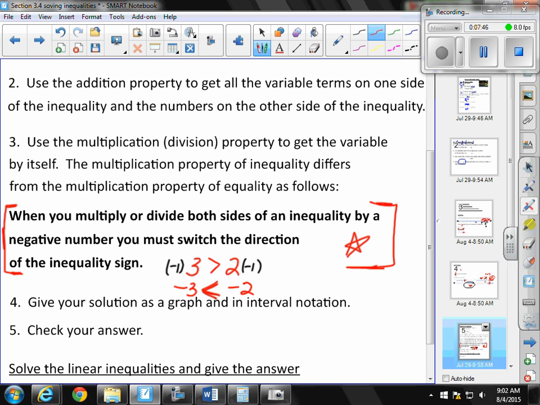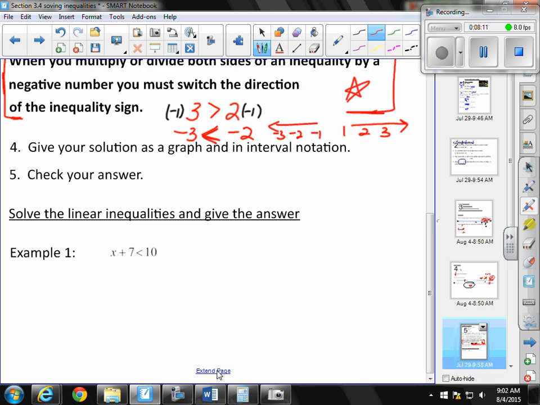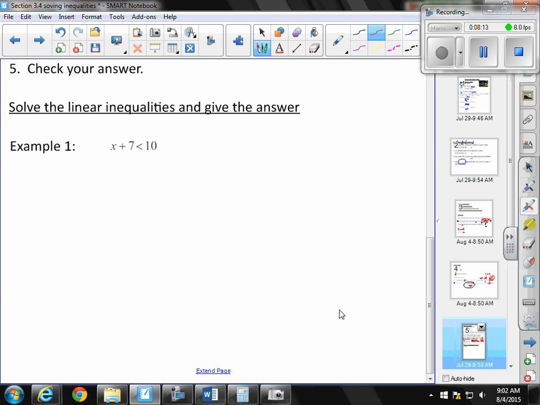And that's because when we have positives, 1, 2, 3, we're counting to the right. We're going to the right direction. When we go negative numbers, we're counting to the left. We change direction between positives and negatives. Step 4, you're going to give your solution as a graph and in interval form, and then you're going to check your answer. So we're going to work through some example problems here.